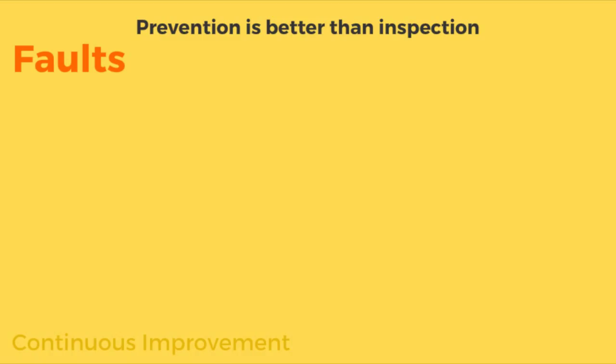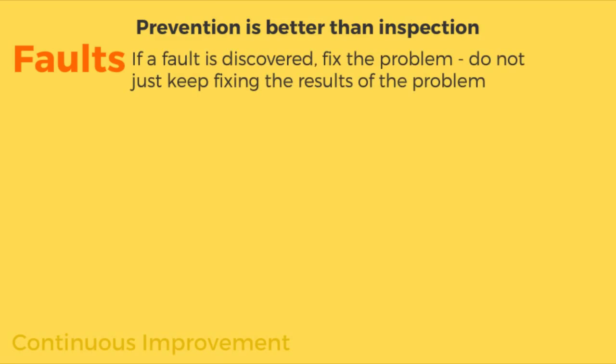And what manufacturers have discovered over many, many years is that preventing faults is a lot cheaper than simply discovering faults and throwing things away and remanufacturing products. If a fault is discovered, fix the problem. Don't just keep fixing the results of the problem. And the same thing occurs in risk management from an information security perspective.